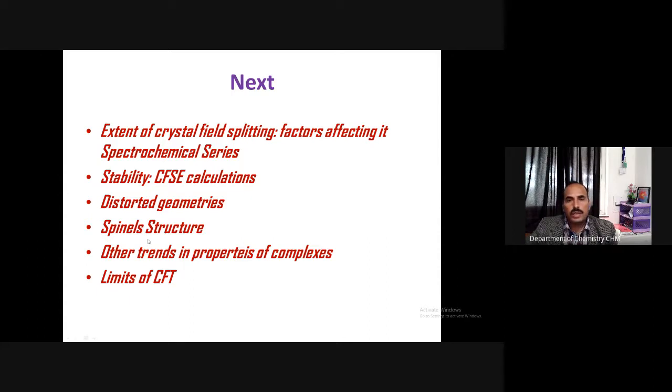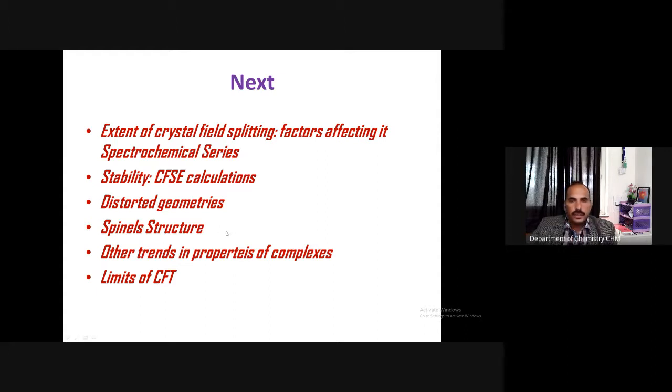You will see how we can predict the structures of the spinels, the metal oxides, and the other trends and properties of metal complexes. Finally, we'll see the limits of the crystal field theory, what the crystal field theory is still not able to explain. So this is the next course of action that we are going to do now.